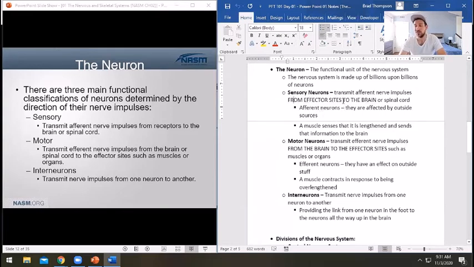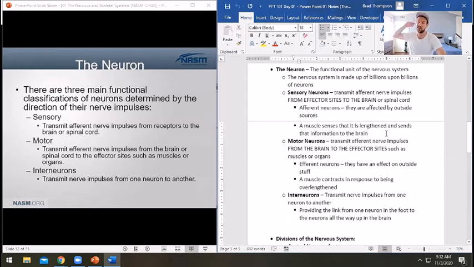So sensory neurons are coming from effector sites going towards the brain. Just like I said, sensory information is going towards the brain, right? These are what we call afferent neurons, right? And so afferent neurons are affected by outside sources, right? So if a muscle senses that it's lengthening, that information is going to go to the brain, right?